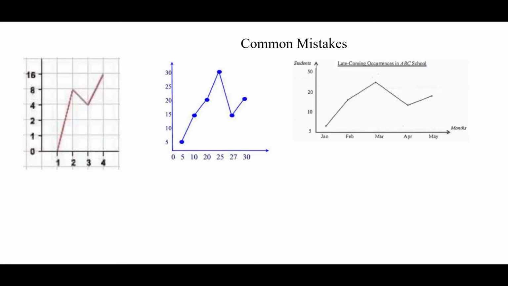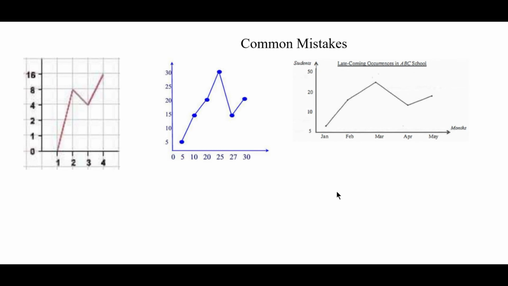On this page we see some common mistakes. One of the problems, especially on the first two graphs, is there is no title, there are no labels or units on these two graphs, so we have no idea of what it is. This one's a little bit better. We have late coming occurrences in school. However, it doesn't really tell us what we're looking at, and we wanted to say something about the months and the number of students who were late.